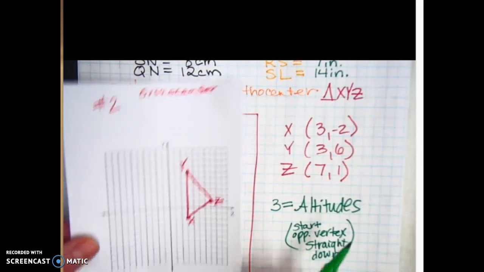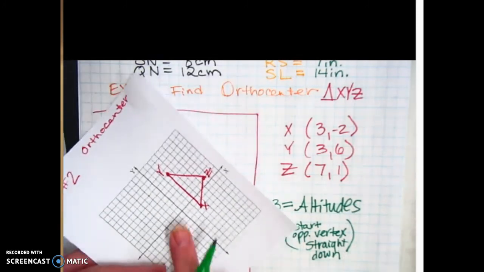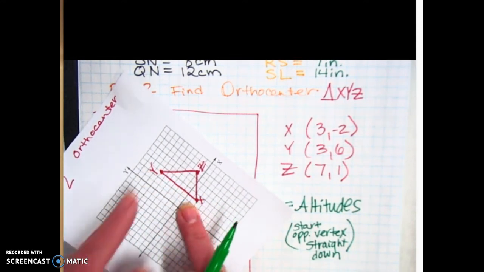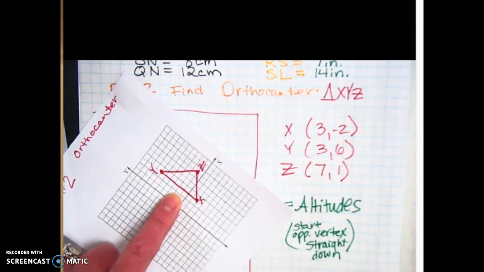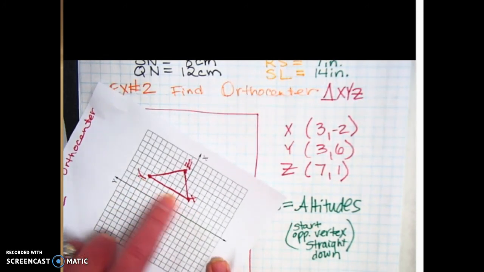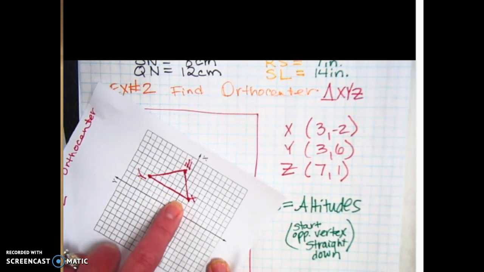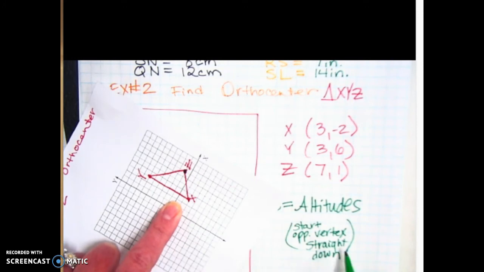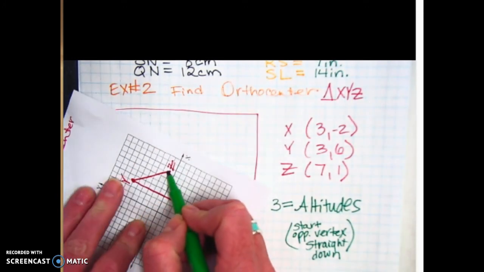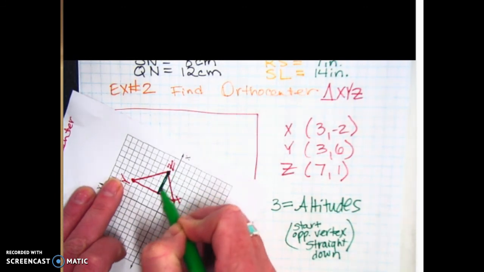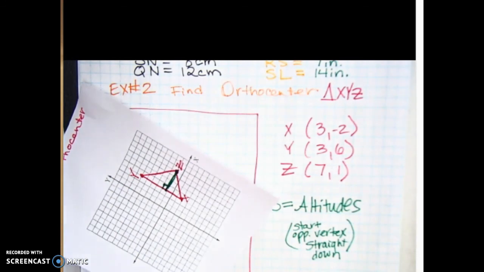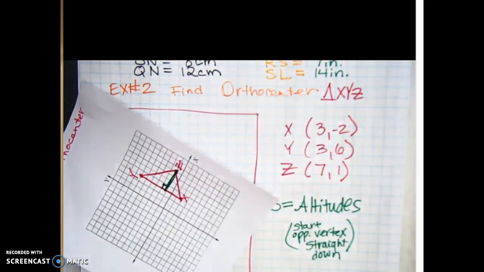All right? So the easiest way to start is with this side, XY, because it's vertical. Sides of triangles that are vertical or horizontal are the easiest ones to start with. So what is the opposite vertex of XY? Z. So we're going to start over here at Z, and we need to make a straight line that's perpendicular. So we're just going to go straight down right here. Then we can put our little box to show that it's perpendicular. And we have 1 altitude.